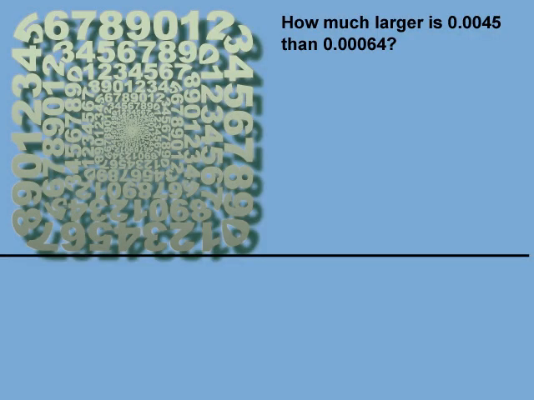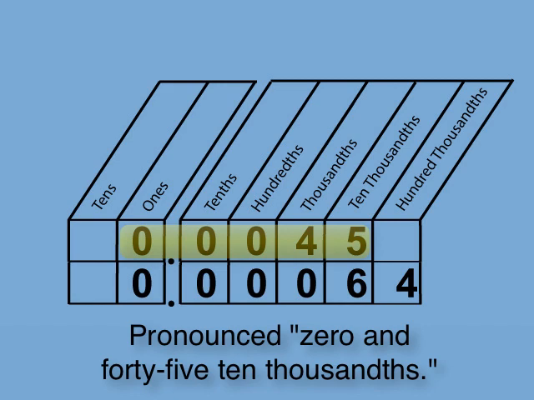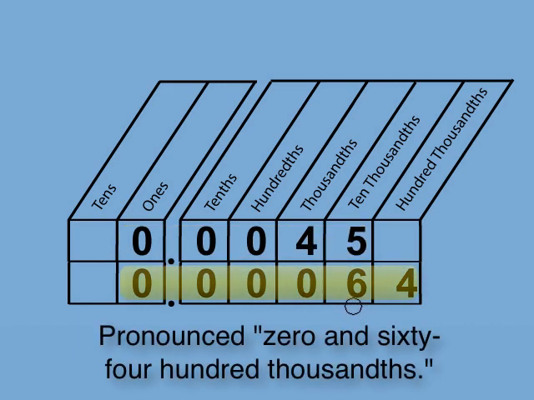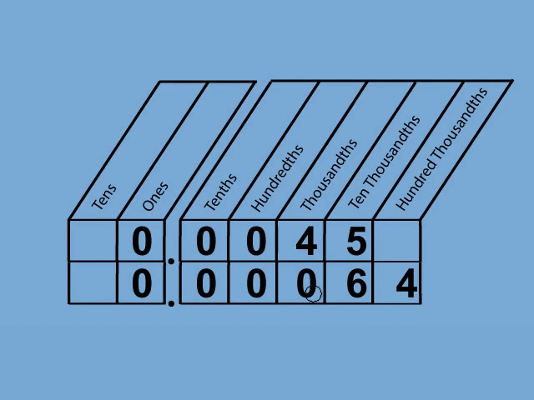Let's look at a final example. How much larger is 0.0045 than 0.00064? We place both numbers in the digit placeholder. You can see that the smaller number here has digits to the 100,000ths place. Comparing the place value of the 4 here and the 6 here has this place value 10 times larger. But notice that since the 4 is smaller than the digit 6, this decimal is less than 10 times larger.